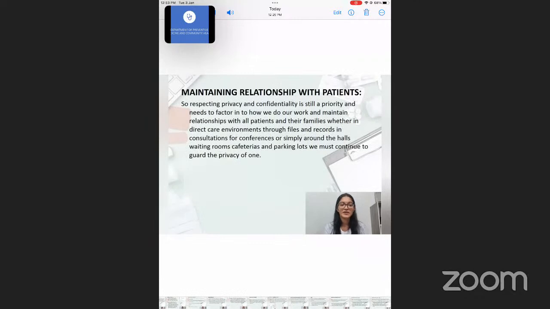Maintaining relationships with patients. Respecting privacy and confidentiality is still a priority and needs to factor into how we do our work and maintain relationships with all the patients and their families, whether in direct care environments, through files and records, in consultations or conferences, or simply around the halls, waiting rooms, cafeterias, and parking lots. We must continue to guard the privacy of one another.